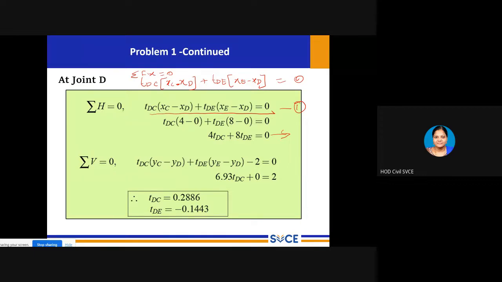And the next thing is you have to apply summation Fy equal to 0, or summation V equal to 0. Here also the same equations will come, that is TDC into (YC minus YD) plus TDE into (YE minus YD). In addition to that, don't forget the external force which is given.